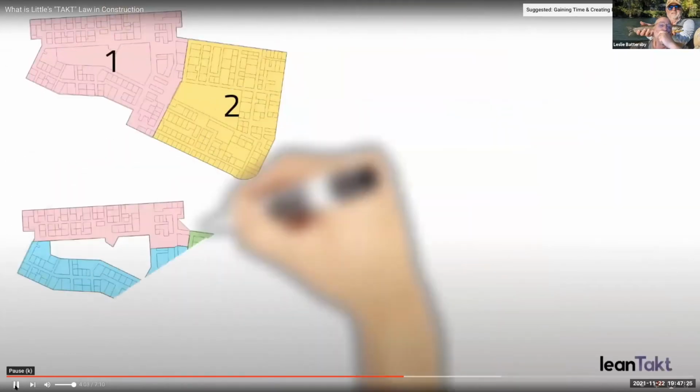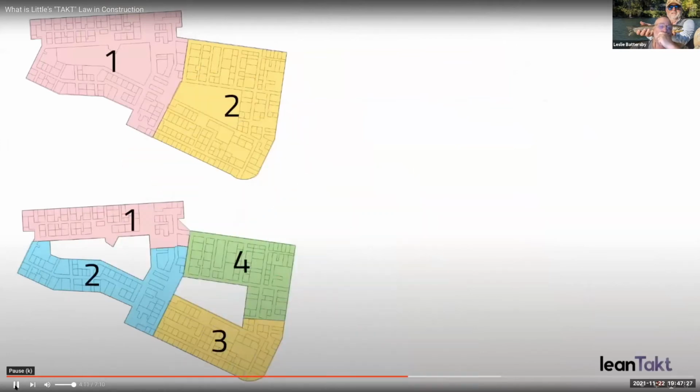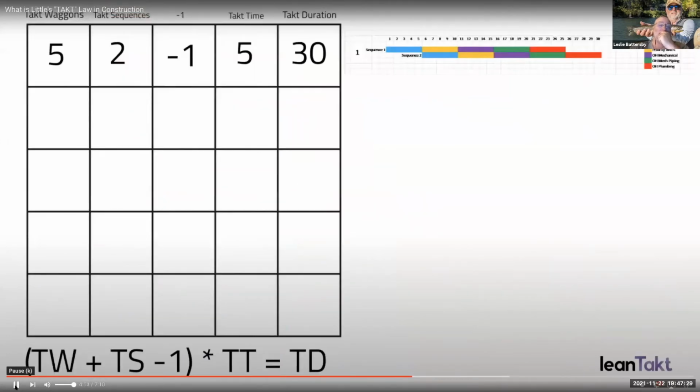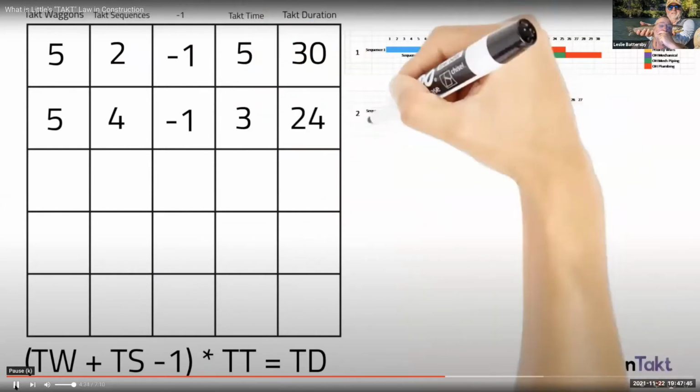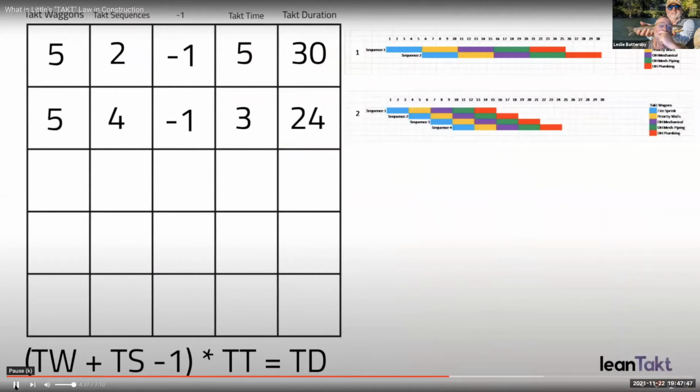Now let's take the number of sequences and double them to see what changes here. So we would still have 5 Takt wagons, but now 4 Takt sequences. You would still have the -1 as a constant, and now your Takt time is split in half, meaning 2.5. But we probably wouldn't work in half days, so let's round that up to 3 days, which when we do the math comes to 24 days, meaning by making our batch sizes or Takt zones smaller, it cuts down our overall duration by 6 days.